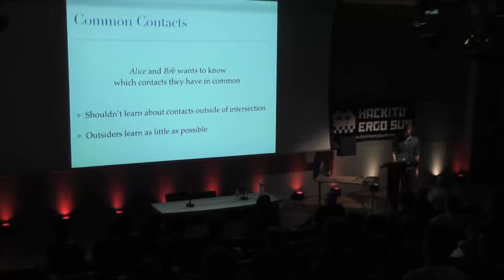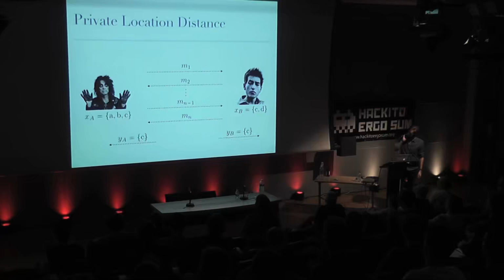So I'm actually not going to show the protocol for this because I wanted to do it quick. 5 minutes, okay. So just to illustrate the problem here, the setup. Alice knows a set of inputs, A, B, and C. Bob knows C and D, and then they will run a protocol together, and the output to Alice should be C and the same to Bob. But no one else knows anything.